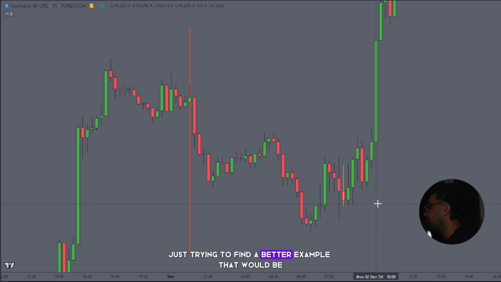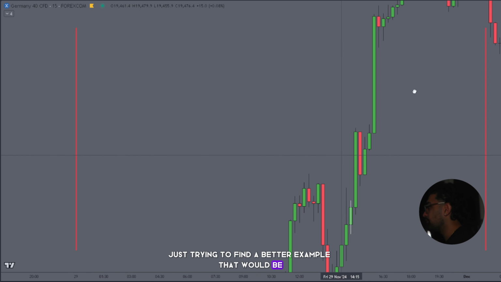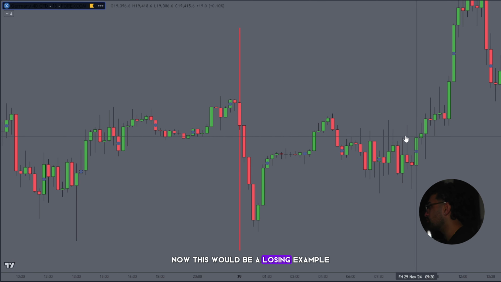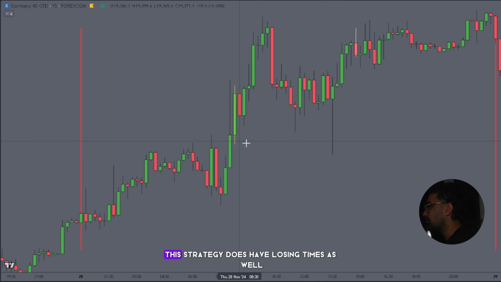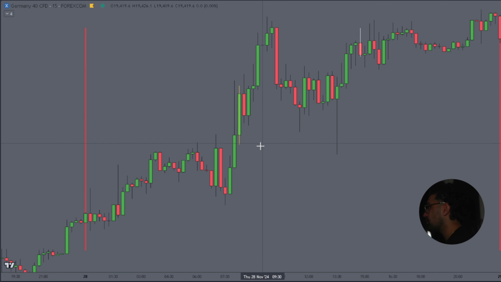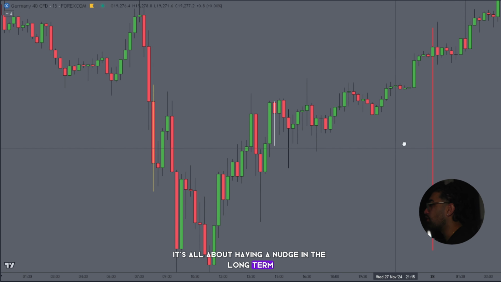Just trying to find a better example that would be a good way to show the strategy's profitability. Now this would be a losing example. This strategy does have losing trades as well, like every strategy obviously. It's all about having an edge in the long term.